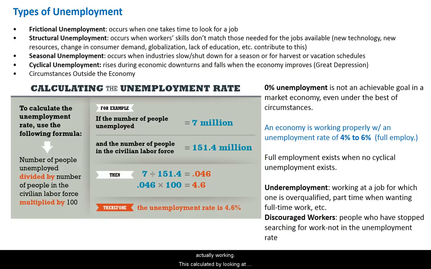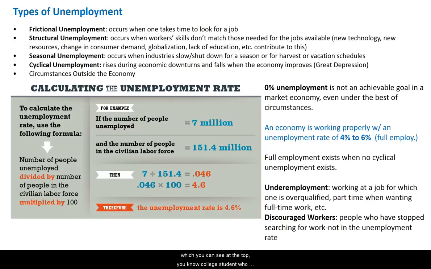Now, this is calculated looking at what we call the civilian labor force. Not everyone out there is part of that. You have to be 16 and over, non-military, to be considered in the civilian labor force. But not everyone chooses to work either. And so this would be the formula for calculating the unemployment rate.